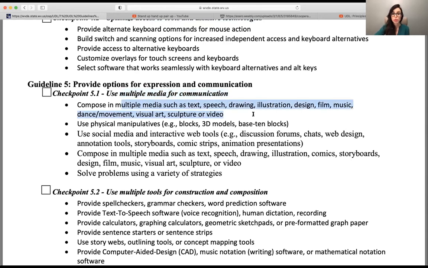So allowing them to maybe draw or design something, film it, dance. There's so many ways you can get the same point across. And we've talked about this several times as well. I'm a big proponent of student choice.